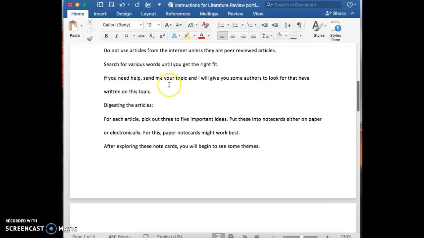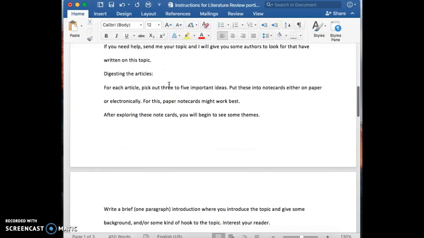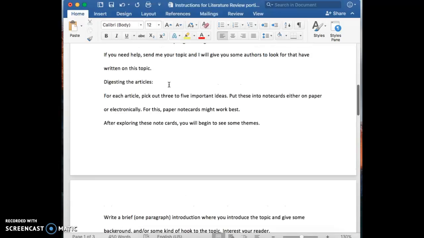If you need help, send me your topic and I'll give you some authors that you can look for that have written on this topic. Sometimes having an author's name makes it a little easier to search, and if you find one good article and you're not sure about others, you can look at who this author cited, who is important to this strategy in the reference list at the end, and that may give you another way to look for articles.